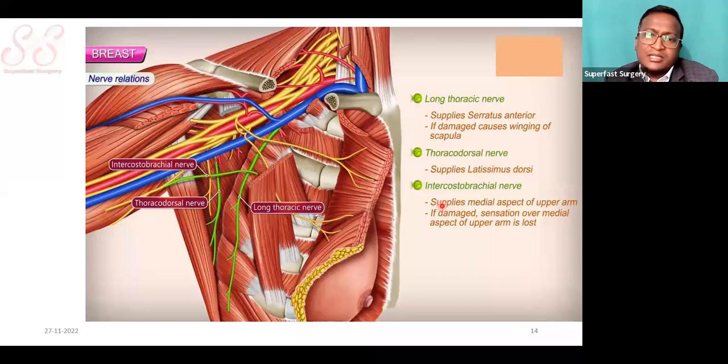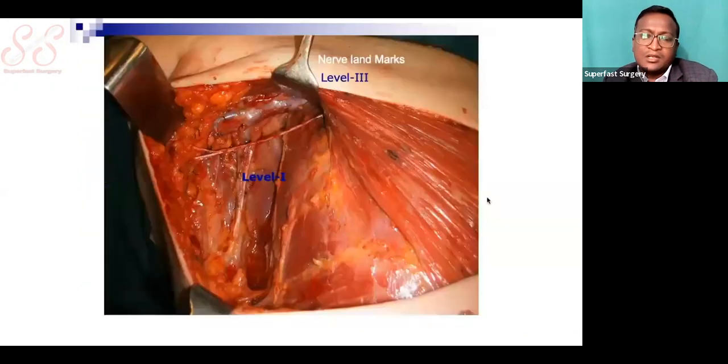The third important nerve is the intercostobrachial nerve, which supplies the medial aspect of the upper arm, and that is why, when we injure this nerve during surgery, it will come. It is invariably injured. We have to dissect it because we need to enter the axilla and remove the lymph nodes. So the frequent complaint of patients in the post-op period is numbness in the upper arm, in the medial aspect.